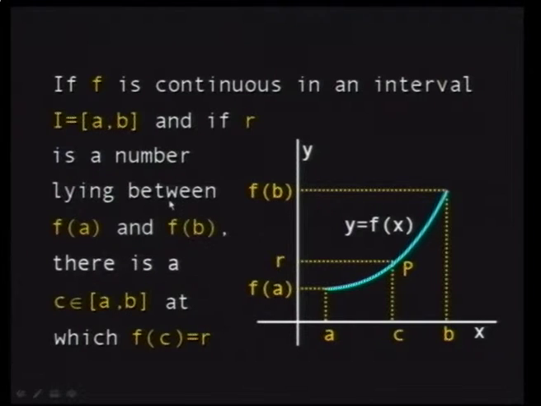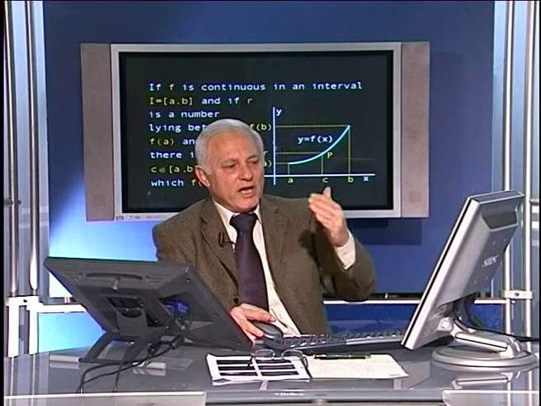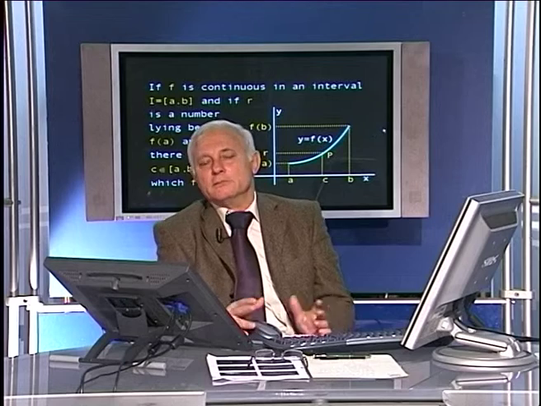And if r is a number lying between f of a and f of b, this is r, you take any number, here you know, here is a, and here is f of a, and here is b, and here is f of b. You take any number r that is inside, or in other words, it lies between f of a and f of b. Then there is a number c, an element in this closed interval at which f of c is equal to r. It looks simple, you can just check by intuition.